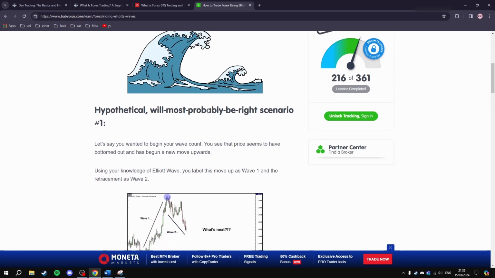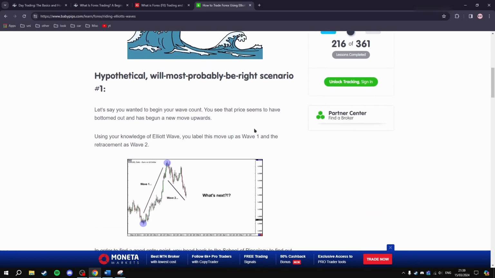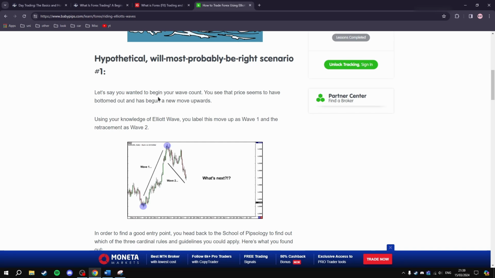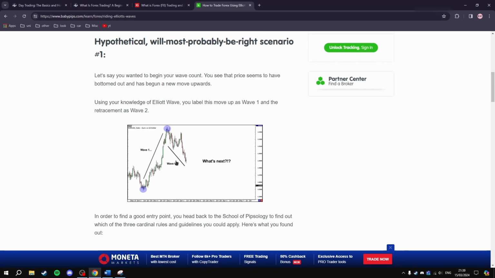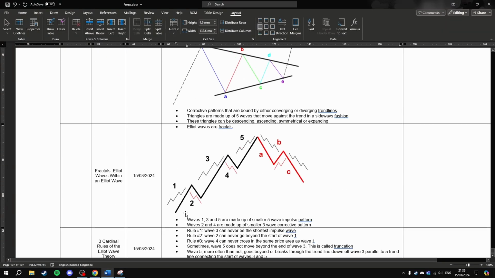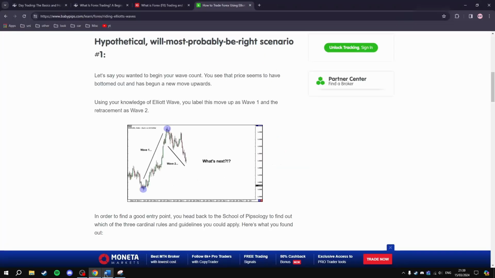Hypothetical scenario number 1. Let's say you wanted to begin your wave count. You see that price seems to have bottomed out and has begun a new move upwards. Using your knowledge of Elliott wave, you label this move as wave 1 and the retracement as wave 2. So wave 1 is that bit here, the retracement is wave 2 there.